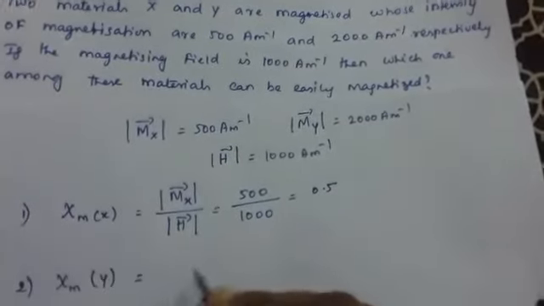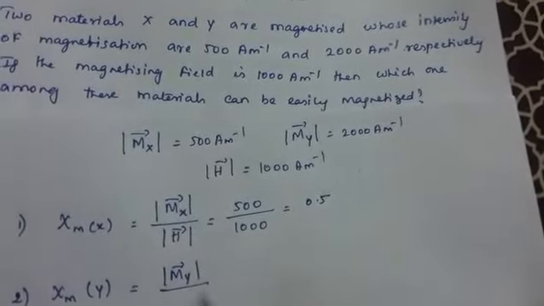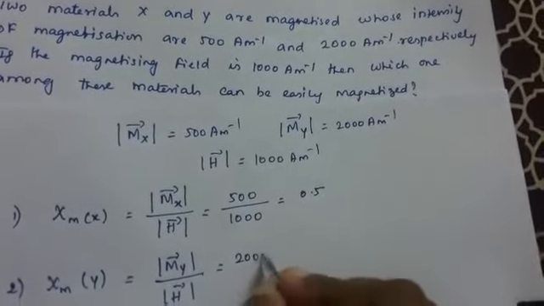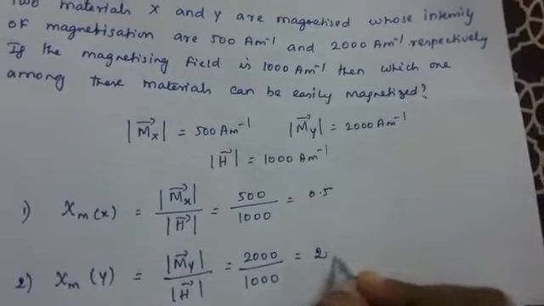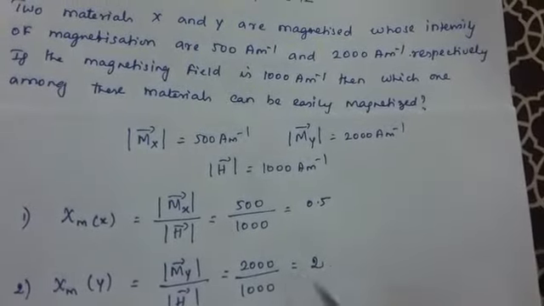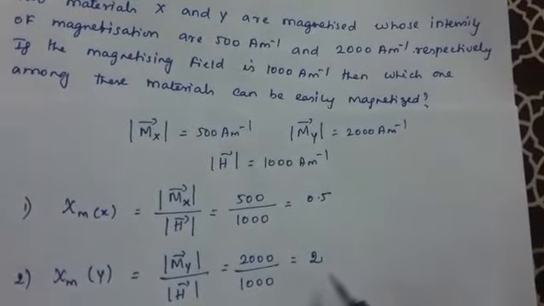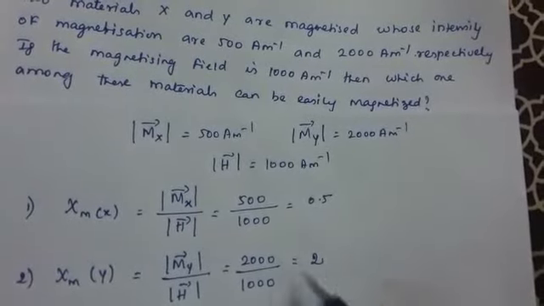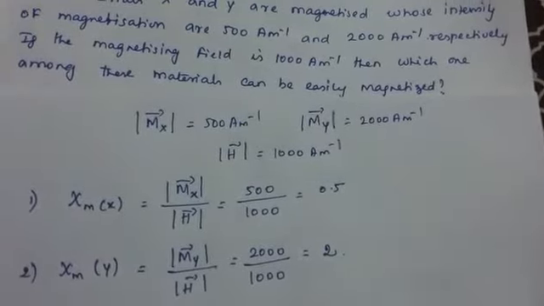Now we can find out the susceptibility of the material Y. So that is intensity of magnetization of material Y by magnetizing field. So this is how much? 2000 divided by 1000. So what is the value? It is 2. So comparing these two, the susceptibility of the material Y is greater. So the material which is having greater susceptibility will be easily magnetized. So here Y will be easily magnetized than that of X.